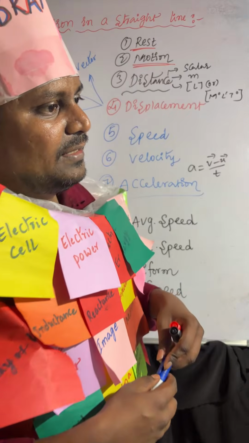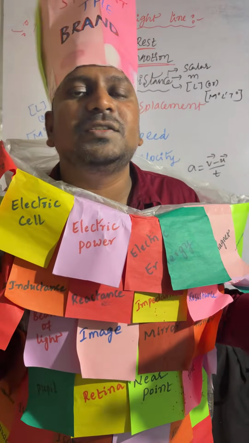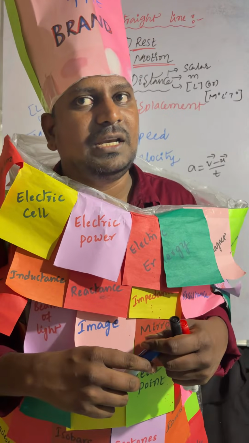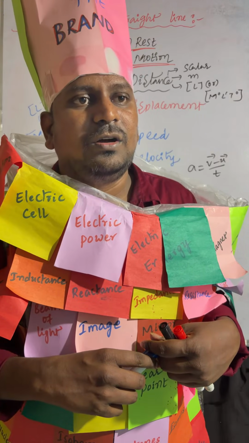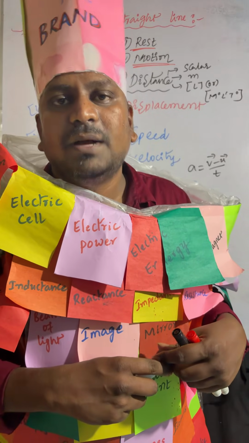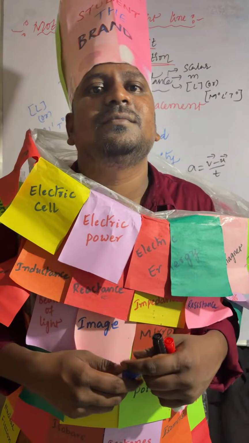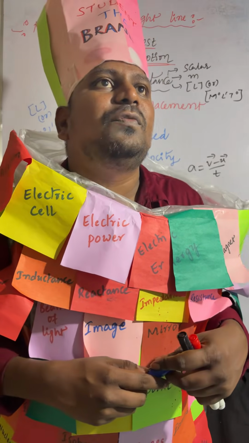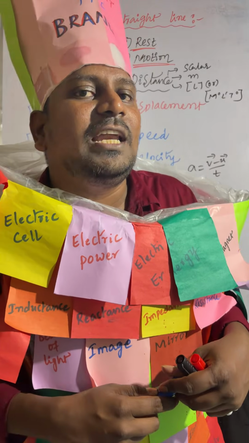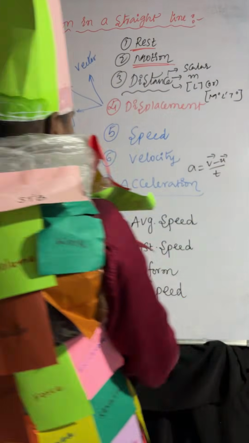uniform velocity. So coming to average acceleration, instantaneous acceleration, uniform acceleration. Average acceleration is the total change in velocity by total time taken. Instantaneous acceleration is acceleration at the particular instant. And coming to uniform acceleration, equal change in velocity in equal intervals of time.